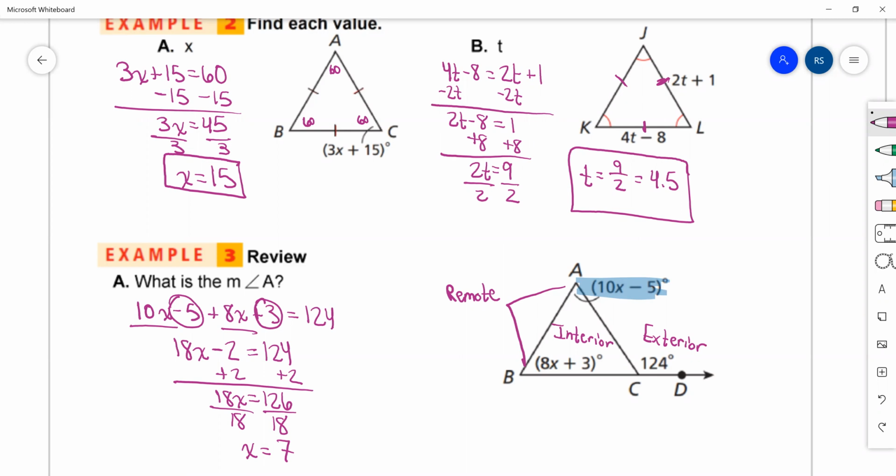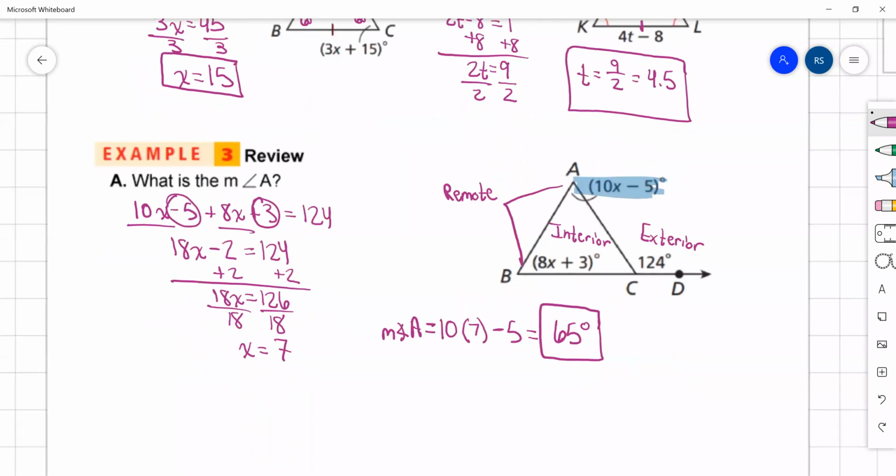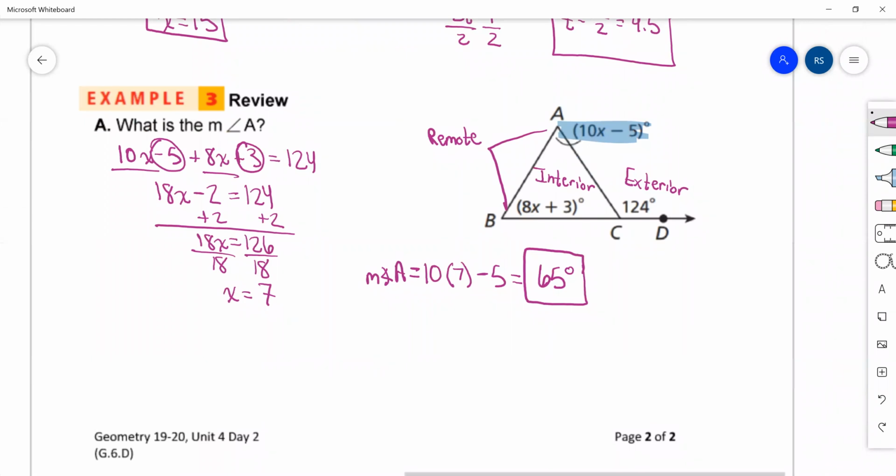But that's not all they ask us to find. They ask us to find the measure of angle A. So that means we have to plug it in. So 10 times 7 minus 5 equals 65 degrees. There you go. Okay, so for the notes, that was it. It's fairly short on notes today. So stay tuned for the guided practice.